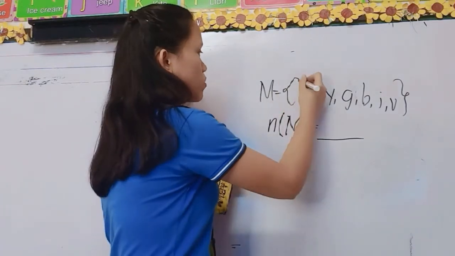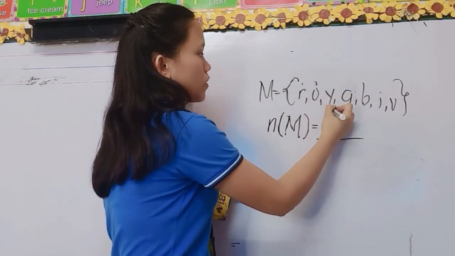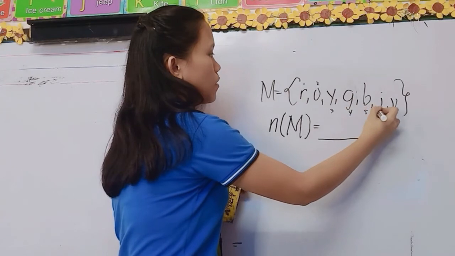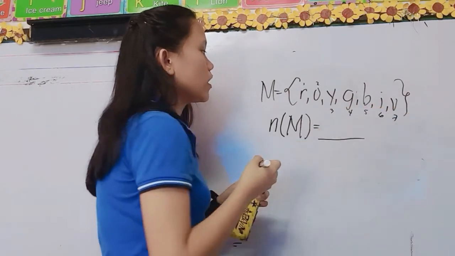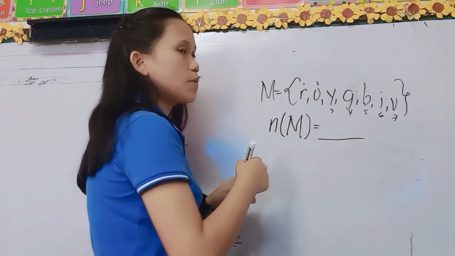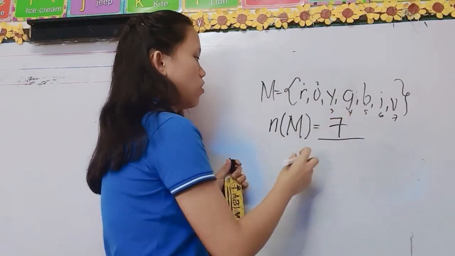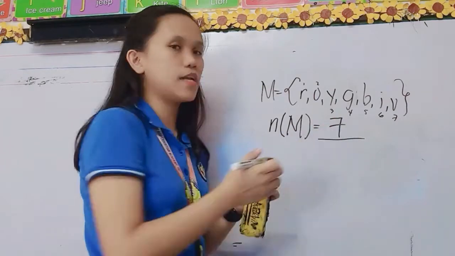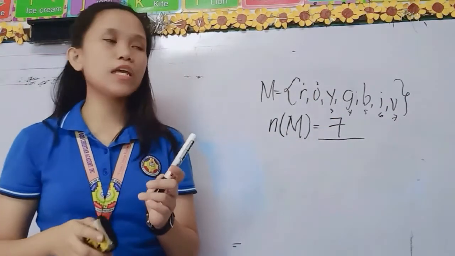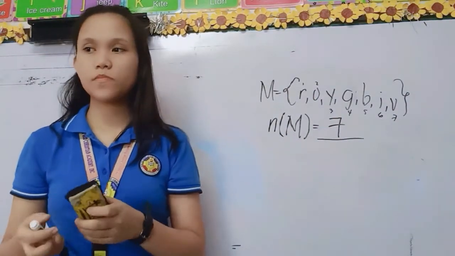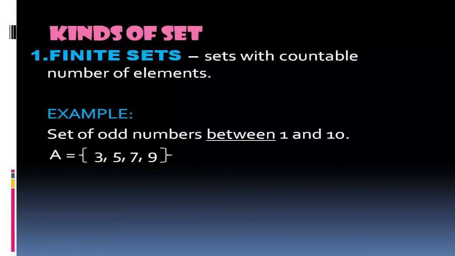1, the orange, 1, 2, 3, 4, 5, 6, 7. So, meaning to say, the cardinality of set M is 7 elements, or set M has a cardinality of 7. So, we have 3 different kinds of sets. The first kind of set is a finite set.